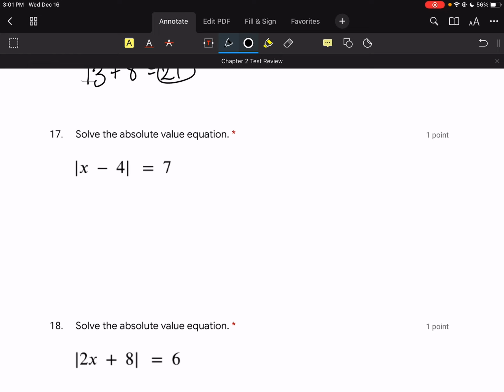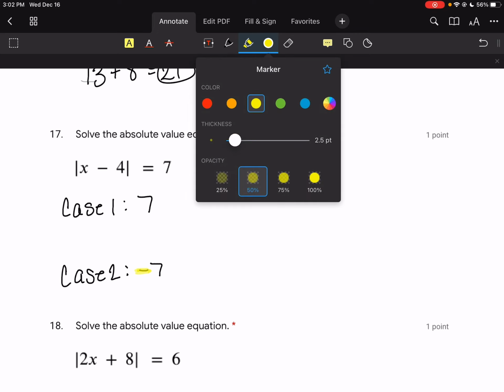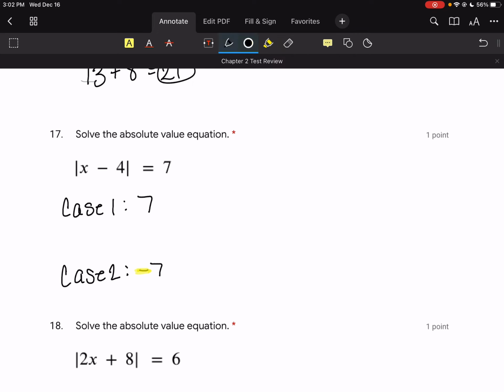Number 17, solve the absolute value equation. So this is the equations where I have case 1 and case 2. And in case 1, the 7 is going to be positive, and in case 2, I'm going to have the negative 7 there instead. So that's where those case 1s and case 2s come in. So I'm going to have negative 7, and remember, whatever is on the inside here is what we set it equal to, is equal to x minus 4, and then x minus 4 stays the same over here.